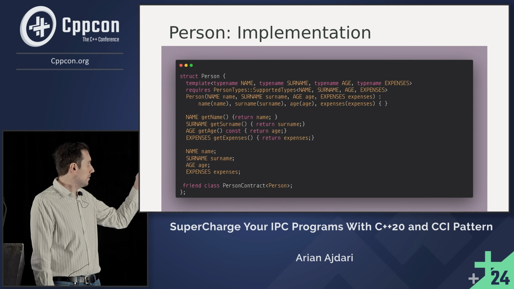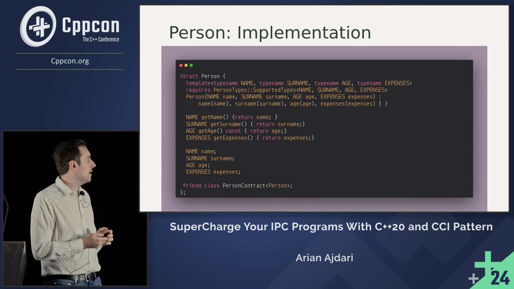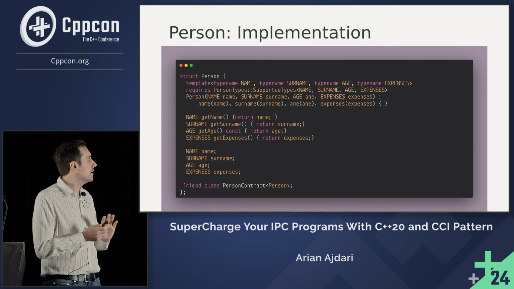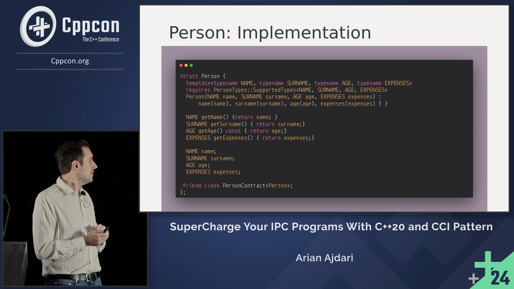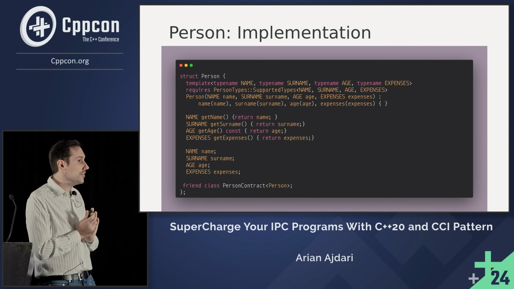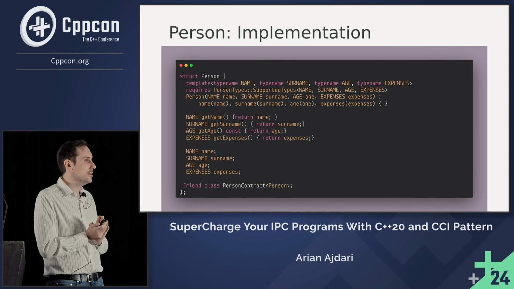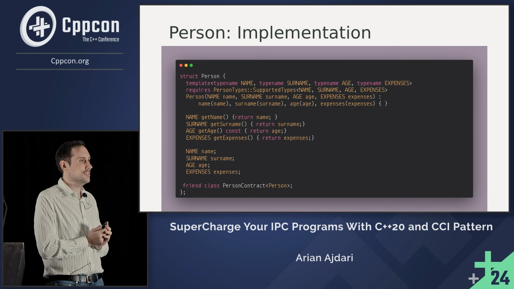So we make sure that the types that we provide to the person constructor are of a type name, surname, age, and expenses. And by utilizing this concept, we make sure to just forbid the implicit converters. Then we have our getters. And finally, for all of this to work, because the contract is a class which includes private members, we need to declare our person contract as a friend.